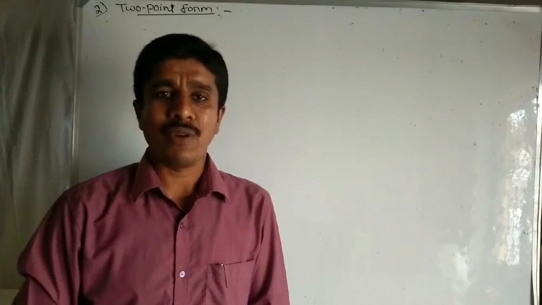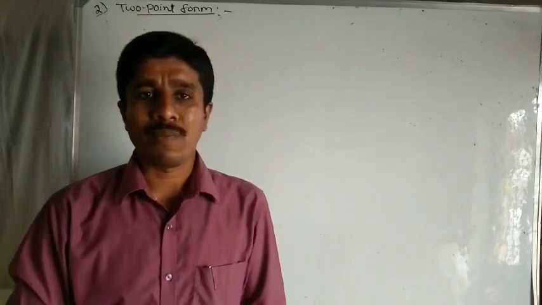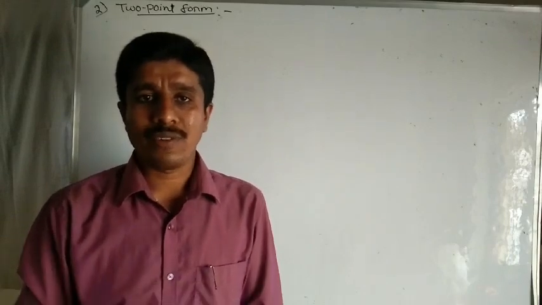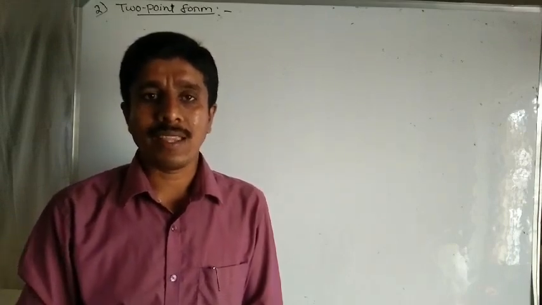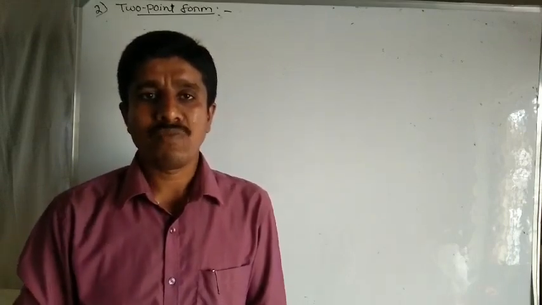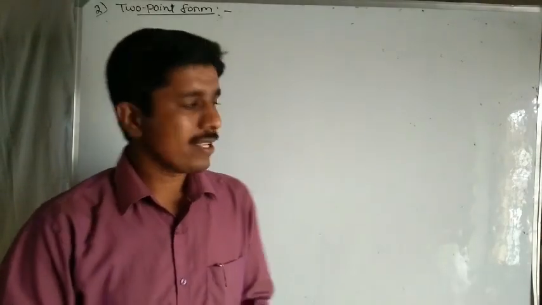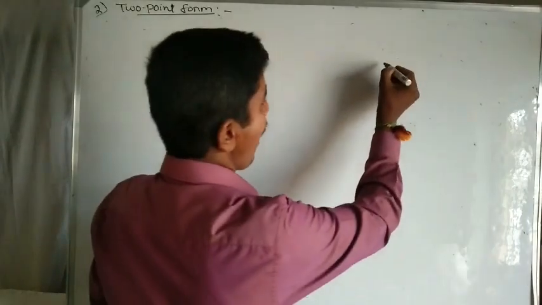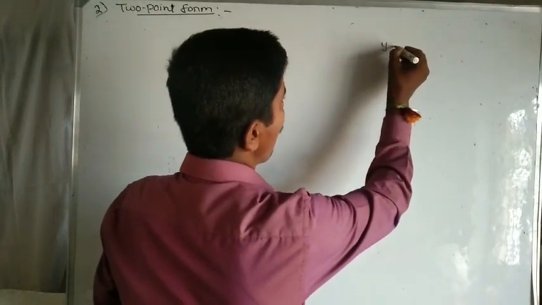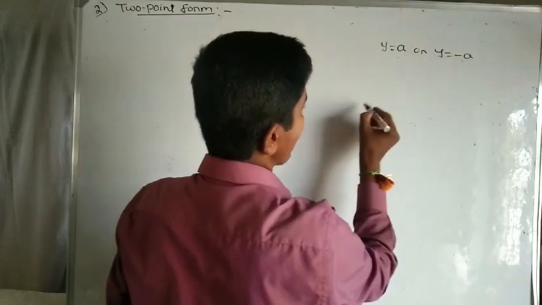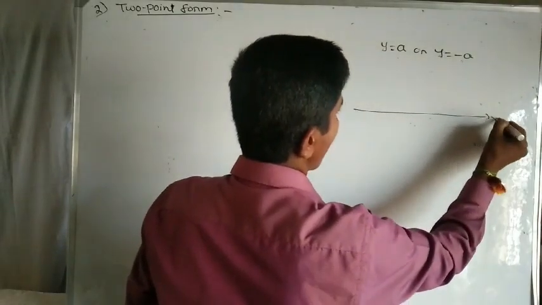In the last class we have discussed what is the equation of a horizontal line and a vertical line, and we derived the standard equation of the line in point-slope form. We shall recall them and then go to the next one. Equation of any horizontal line will be of the form y equal to plus a or y equal to minus a. Very important. Consider the xy plane.